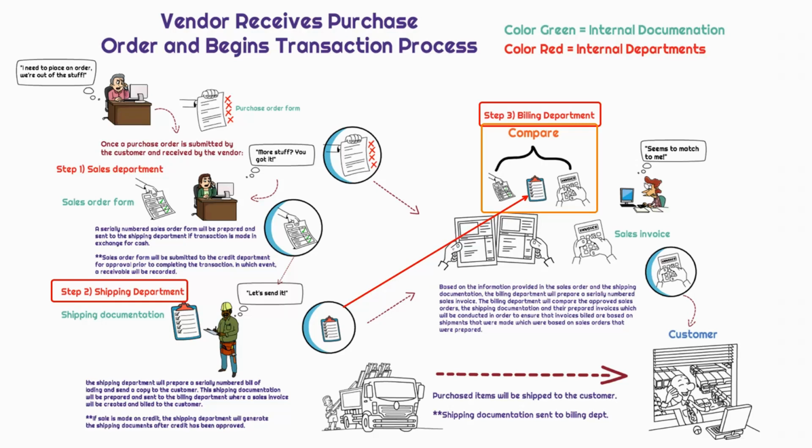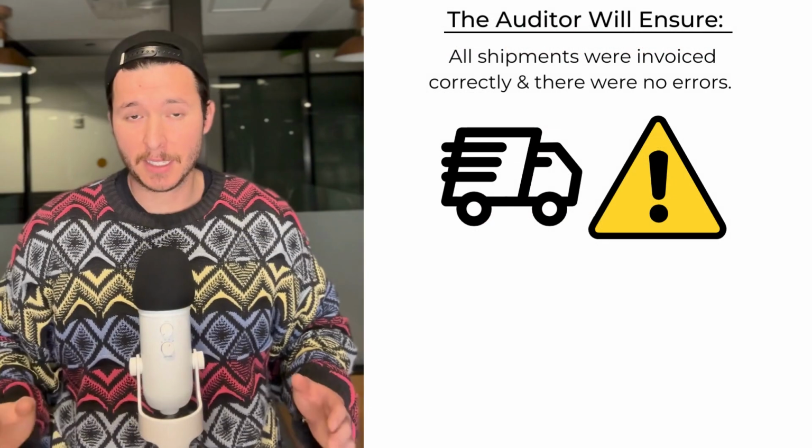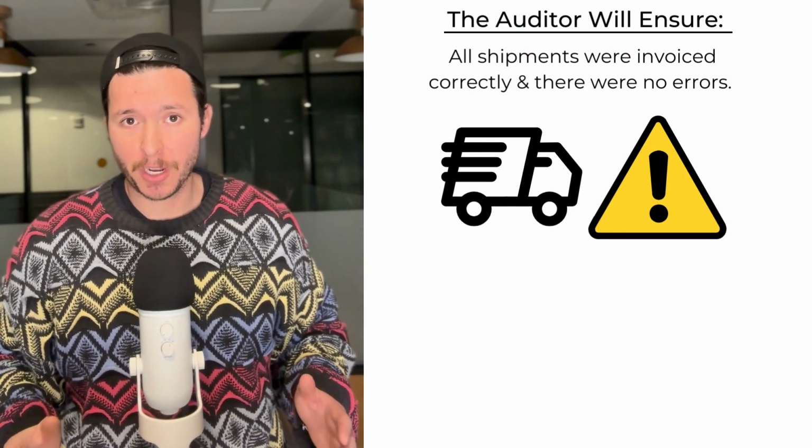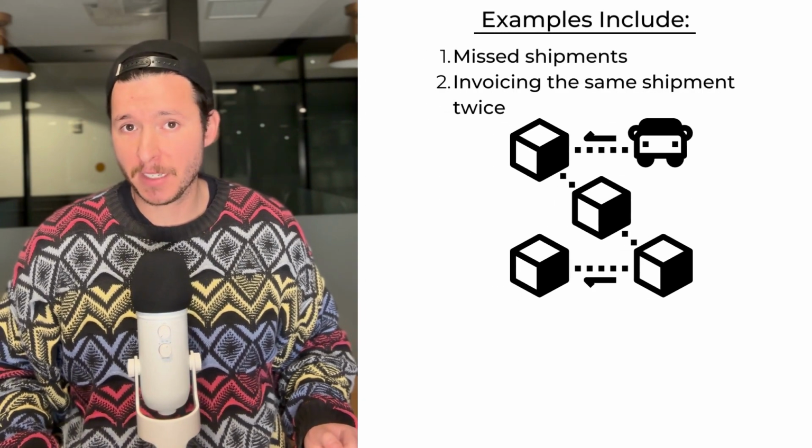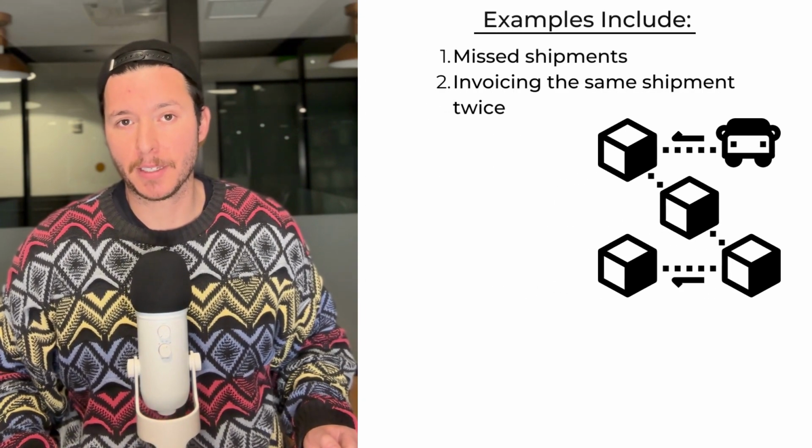So if we are tracing from that shipping document to the pre-numbered sales invoice, this means that we are checking to make sure that the paperwork for the goods sold and shipped are properly numbered and accounted for. This is essentially going to make sure that all shipments were invoiced correctly and that there were no errors, such as missed shipments or invoicing the same shipment twice.